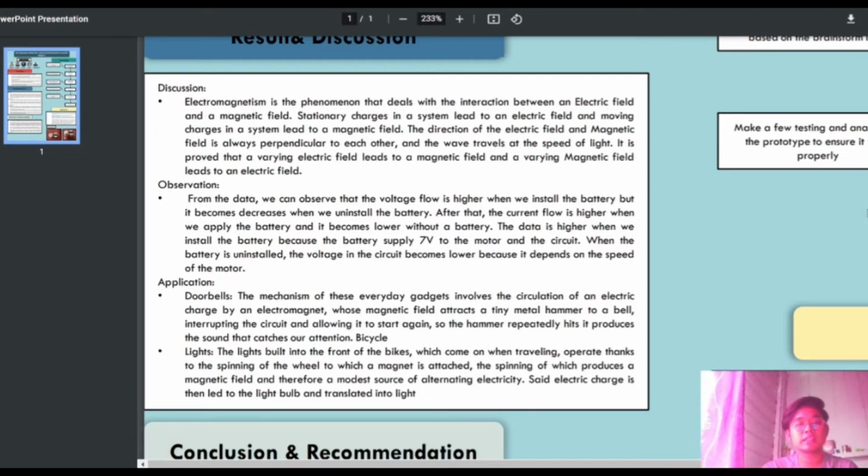Second, bicycle lights. The lights built into the front of bikes, which come on when traveling, operate thanks to the spinning of the wheel to which a magnet is attached. The spinning of which produces a magnetic field and therefore a modest source of alternating electricity. Said electric charge is then led to the light bulb and translated into light.